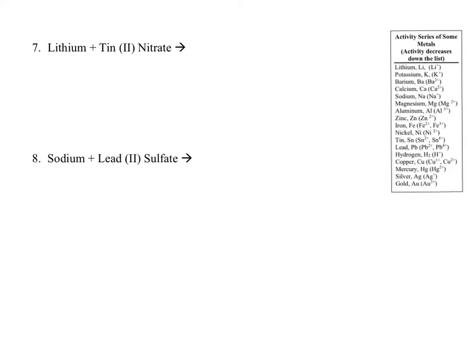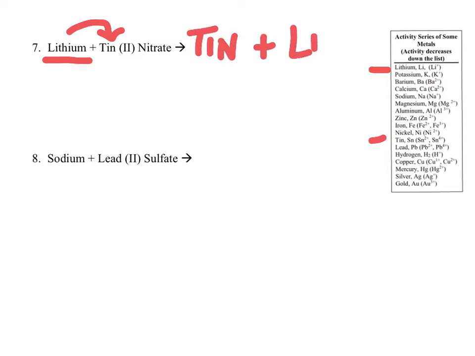We take a look here at number 7, we've got lithium potentially trying to kick out tin. So let's take a look at lithium versus tin. Lithium is at the top, tin is at the bottom, so lithium is definitely stronger. So that means tin is now going to be by itself, and lithium is now going to be with nitrate. So we're going to call that lithium nitrate.